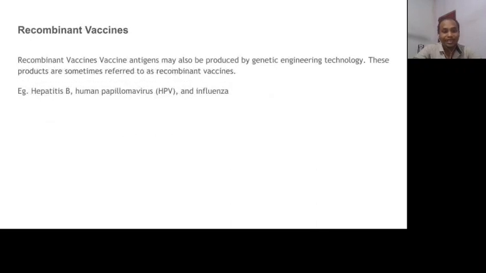Then comes recombinant vaccines. Here the vaccine antigens may be produced by genetic engineering technology, so these products are sometimes referred to as recombinant vaccines. This is a very unique kind of vaccination where genetic engineering technology is applied to produce recombinant vaccines. It is used against viruses such as human papillomavirus, hepatitis B virus, and influenza virus.